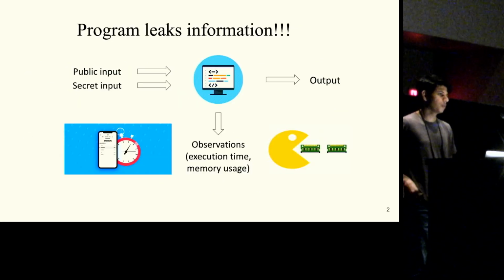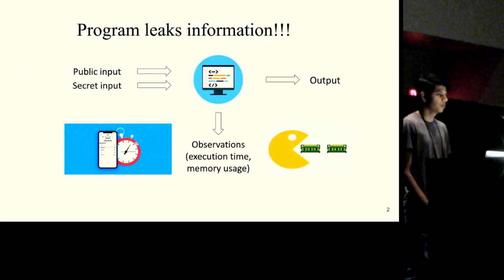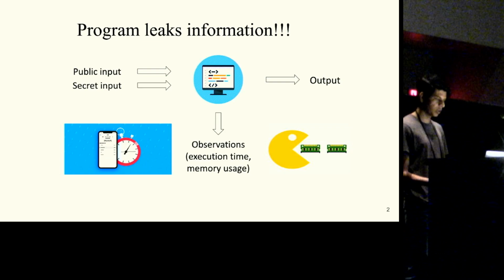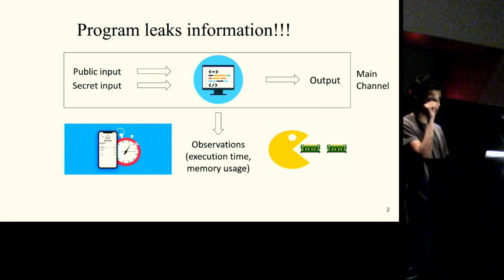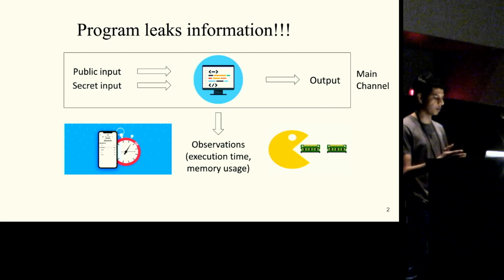What's the problem we're trying to address? Programs, regardless of functional weaknesses or user error, leak information. What do we mean by that? Well, a program has two kinds of inputs. It has a public input, which is known to everyone, and a secret input, which we want to keep hidden from an adversary, like a cryptographic key.